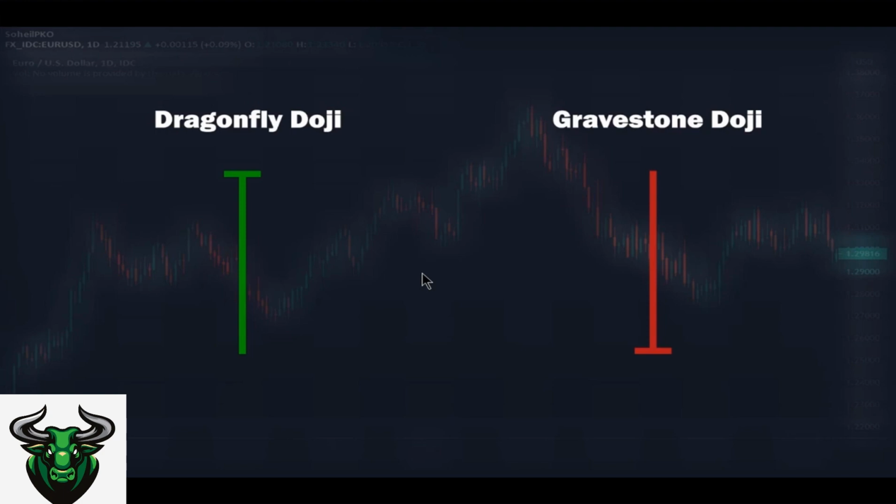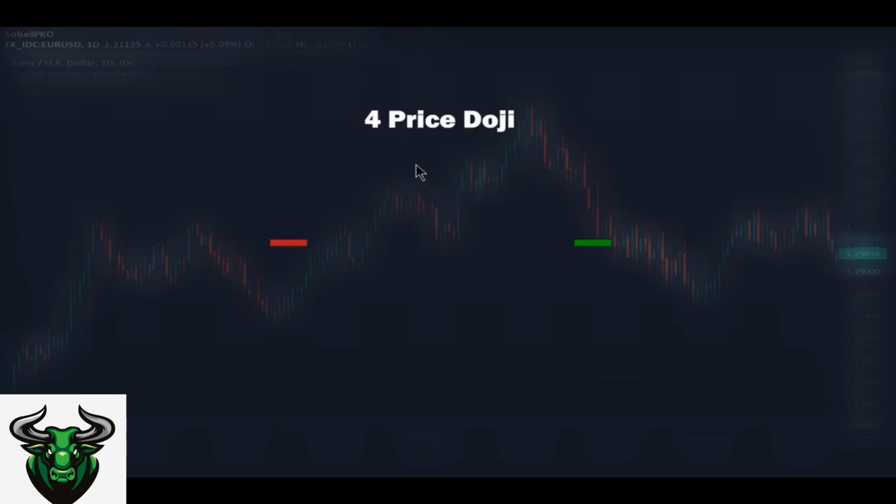The only difference is that dragonfly doji and gravestone doji are more significant, and they are actually considered the ideal version of the cross doji and inverted cross doji. And the last one is called four price doji. In this doji, open, close, high, and low are equal, and we only have one horizontal line, and it shows the ultimate indecision, a greater amount of indecision compared to plus sign doji. But four price doji is not very common and it rarely forms on the charts.